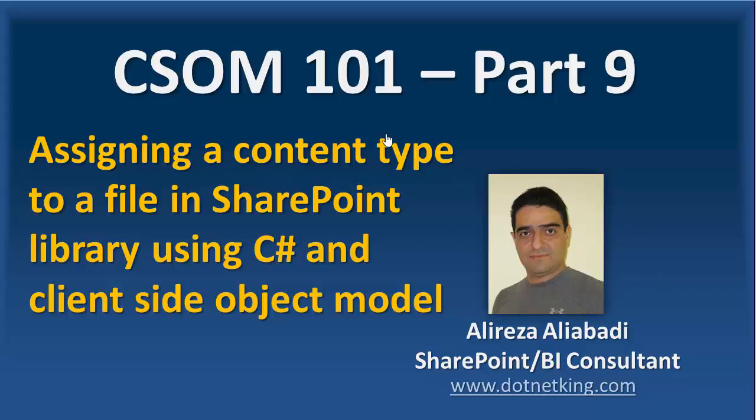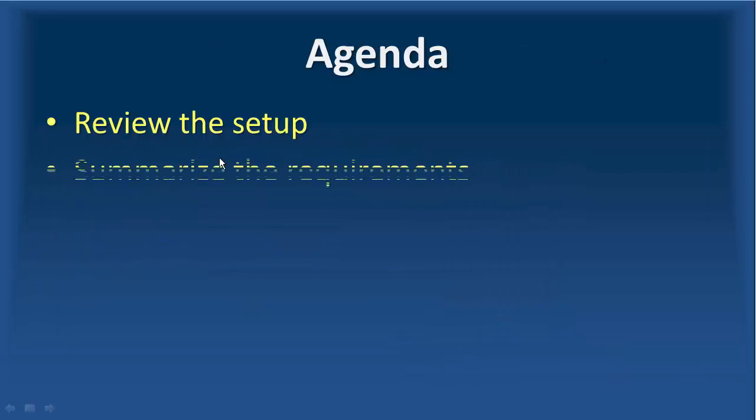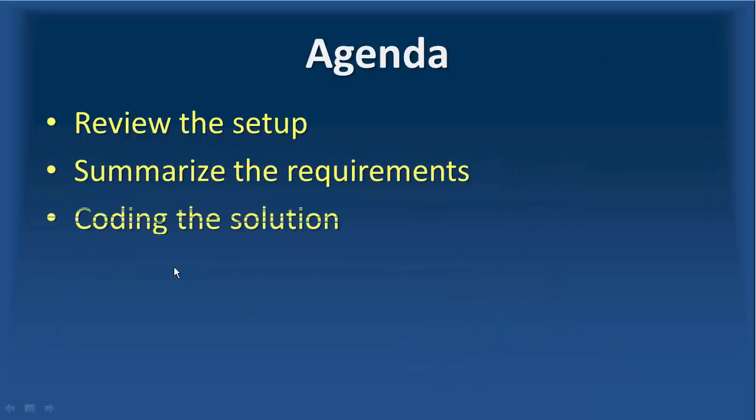As I promised in part 8, in part 9 we would like to discuss how we can use CSOM and C# to assign a content type to the file that we just uploaded, and following that, definitely we would like to assign some metadata to that file. So in this video, we start by reviewing the setup, then we summarize the requirements, we code the solution, and finally we run and test the solution.